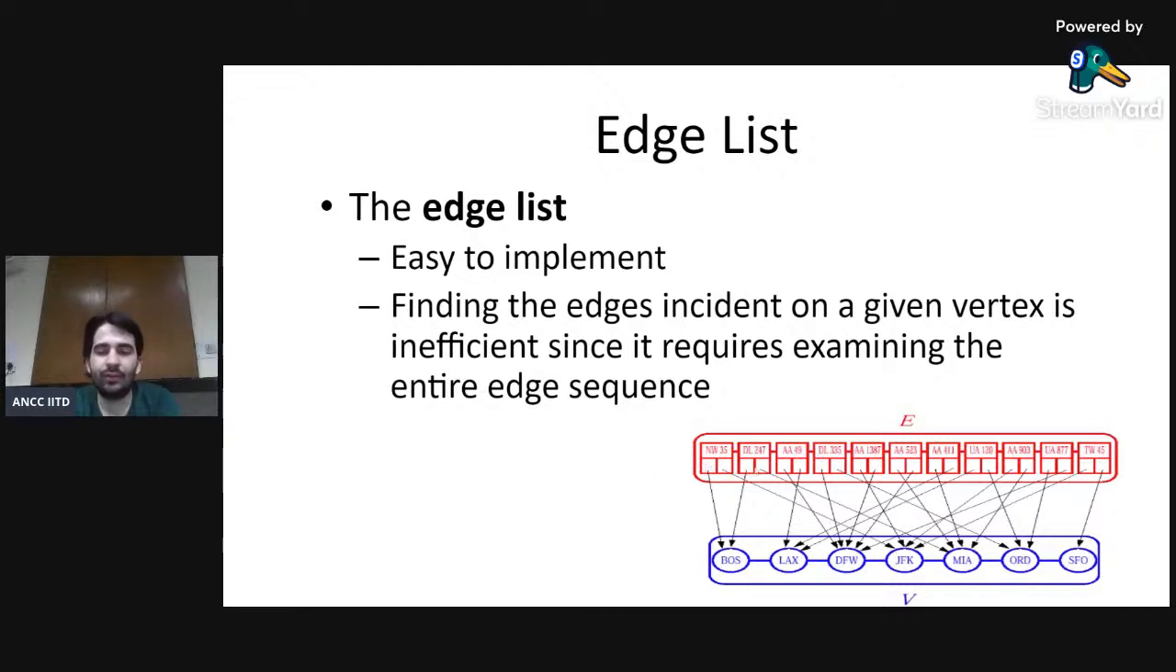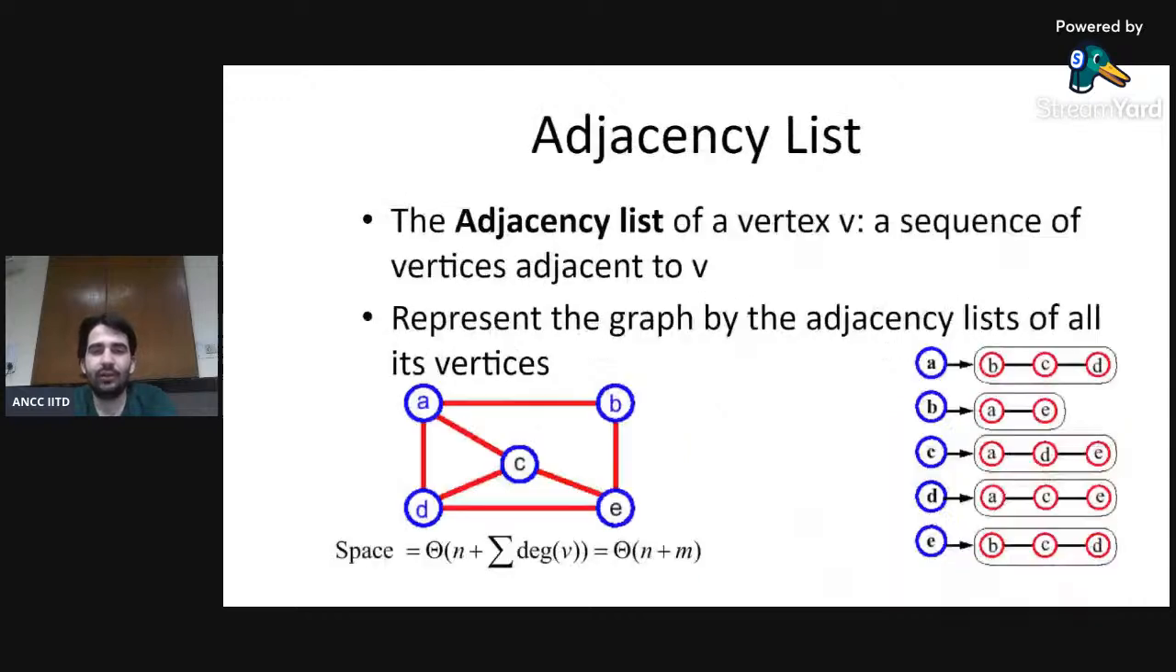You will have to traverse through this entire list, and that can be inefficient if you have to do that for each vertex. So this isn't a very useful representation in most cases.